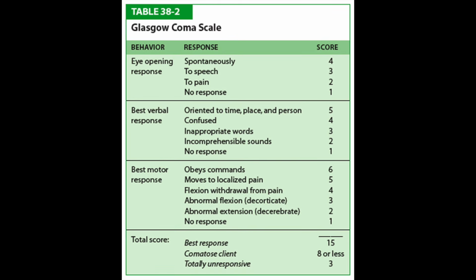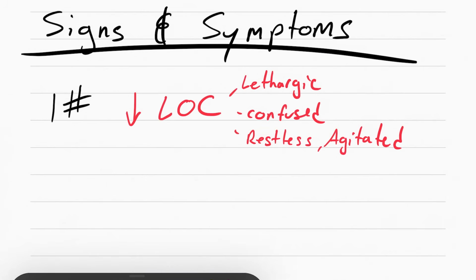Something important to note is that if your patient has a score of less than 8, you want to make sure you intubate. Okay, so less than 8, intubate. This is because your patient is considered to be in a coma.